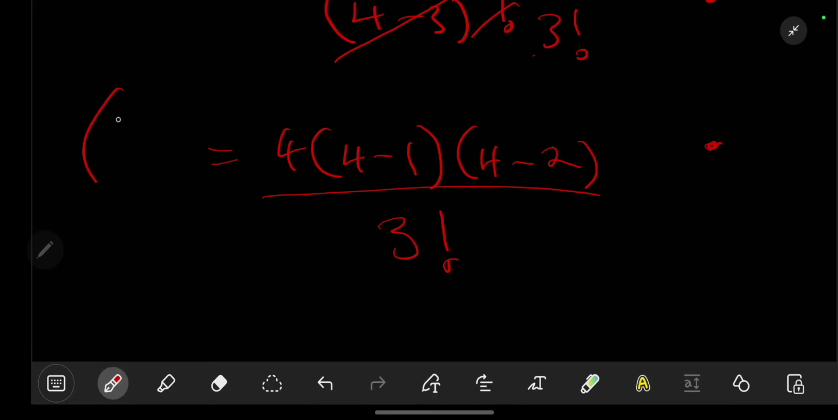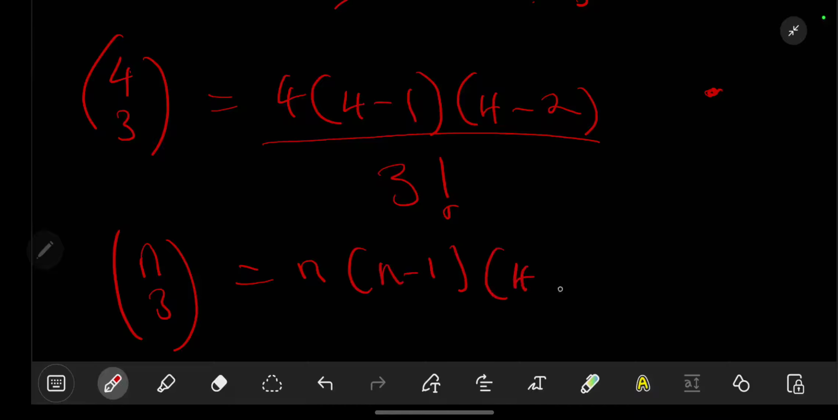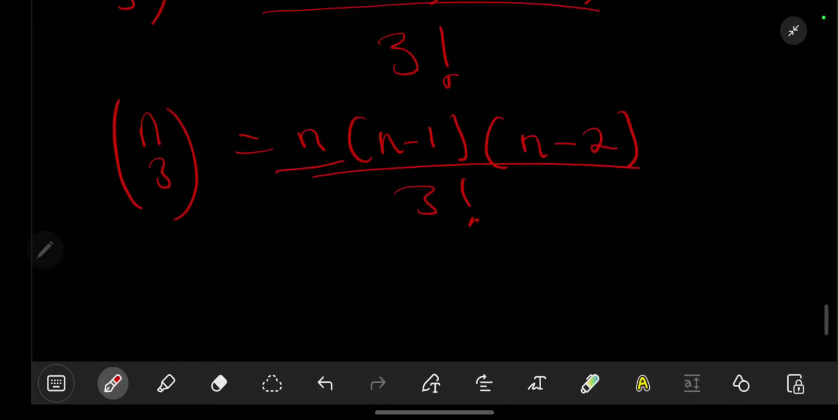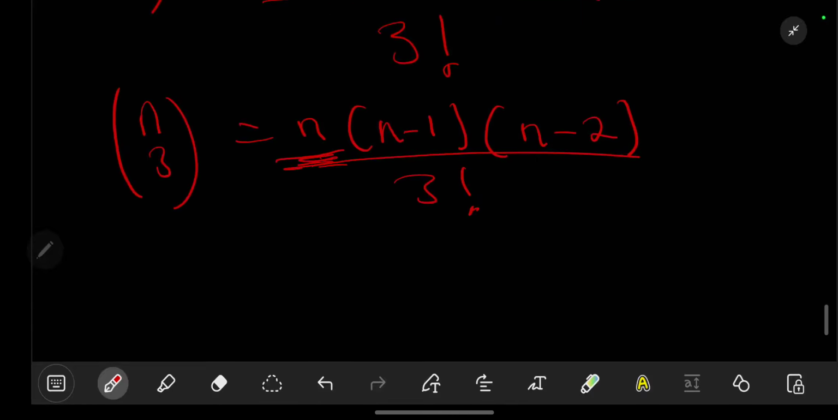Now remember, this was 4 combination 3. Now let's say 4 is replaced by n. So we have n combination 3. It will be equal to, where you see 4, you are going to put n minus 1, n minus 2 over the 3 factorial, like that. So this is how we do it. So in all cases, this is how we are going to be answering.